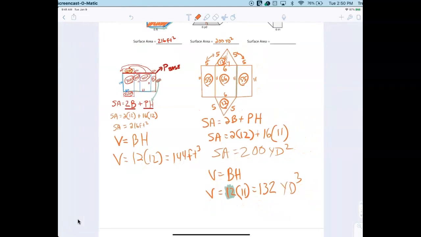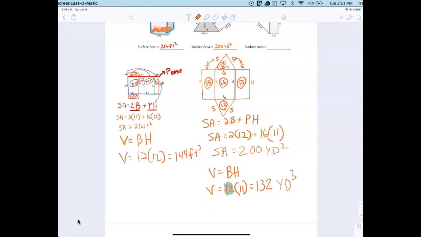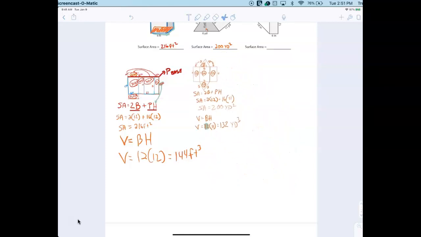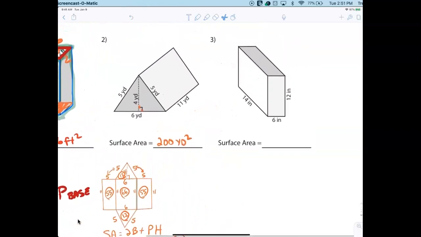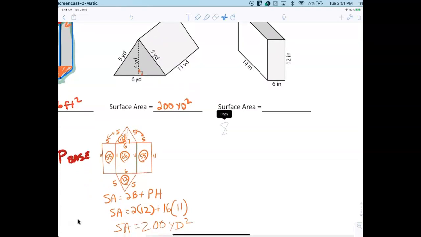Now, what I want to do is shrink this down a little bit. We're not drawing number 3 out. I think, hopefully, you understand what I'm saying. So we're going to use the formula. I want the formula for surface area. Again, surface area is what? 2 times the area of the base, plus the perimeter of the base times the height.